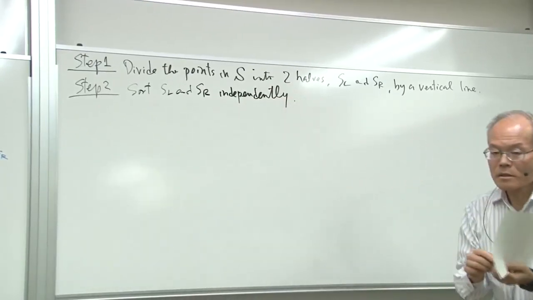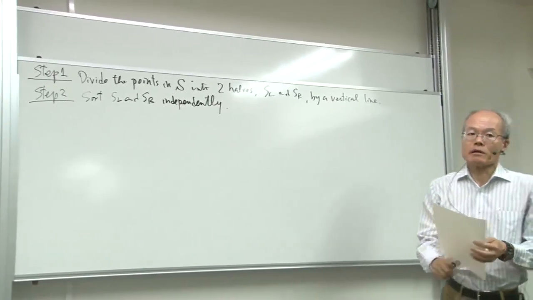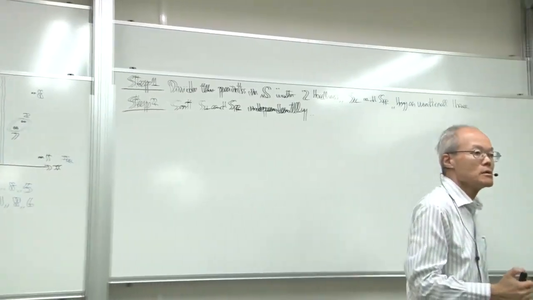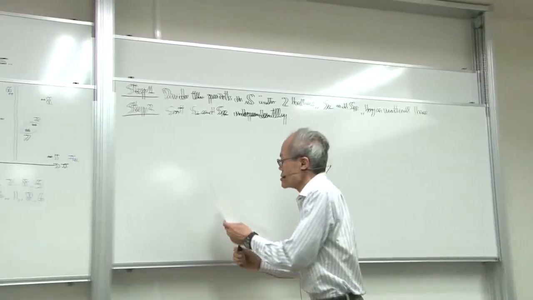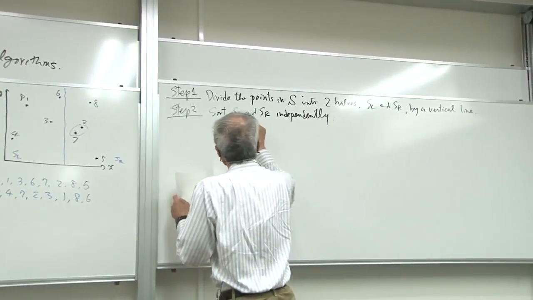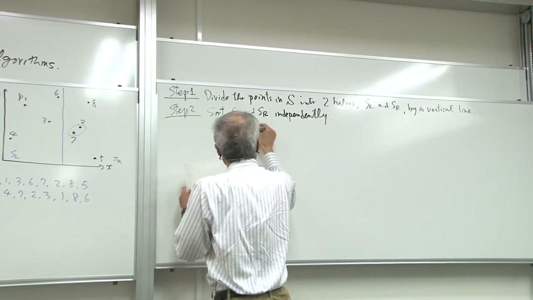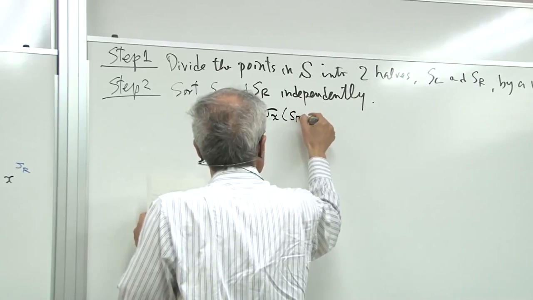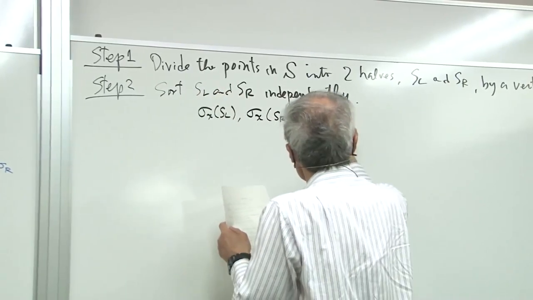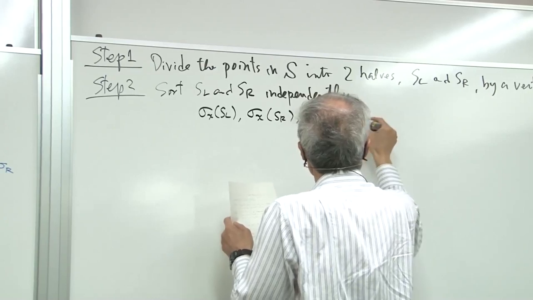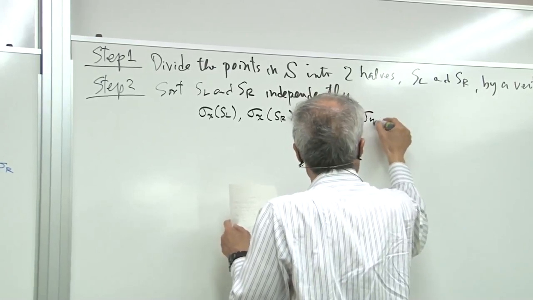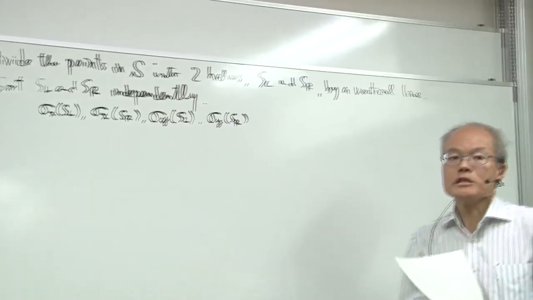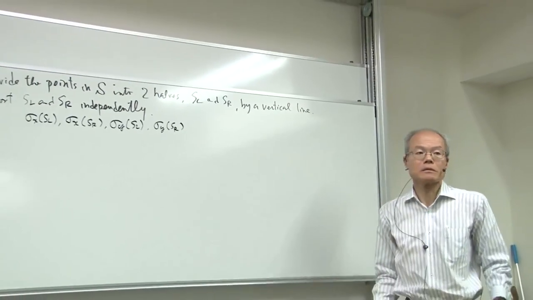The second task is to sort S L, the left side and the right side, independently. So that means we need to get sigma x S L, sigma x S R, sigma y S L, and sigma y S R. Okay, we need to get four such sequences.